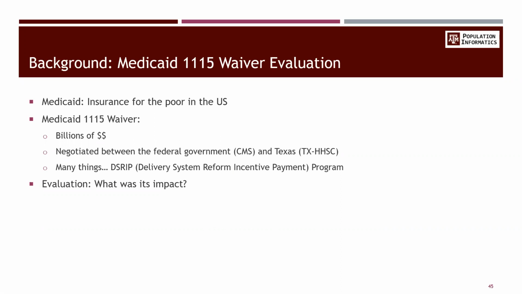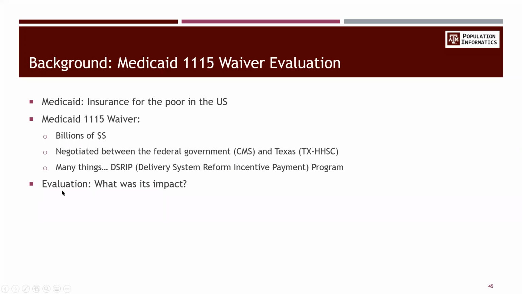One of the things is called DSRIP, which stands for Delivery System Reform Incentive Payment Program. The bigger project is that I was hired to do an evaluation of the whole 1115 waiver in Texas. Texas got a 5-year waiver, they finished it, then they got a renewal, and they're now in the renewal second phase. I was a part of the evaluation team in the first evaluation. I'm now the lead of the second evaluation. But the thing that I'm going to talk about today is just the DSRIP part of it.